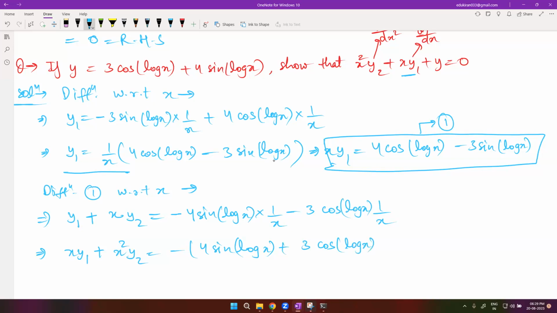Please feel free to ask me if you are facing a doubt in this. If you are not getting any step, please. I have taken minus 1 upon x common from right hand side, and then I have taken 1 upon x to the left hand side, which becomes x in multiplication. Basically ये कुछ ऐसे था, मैं x को उधर ले गया, x को उधर ले गया, तो x मल्टीप्लाई हो गया जब सबके साथ. And what is this? 4 sin log x plus 3 cos log x. Why?